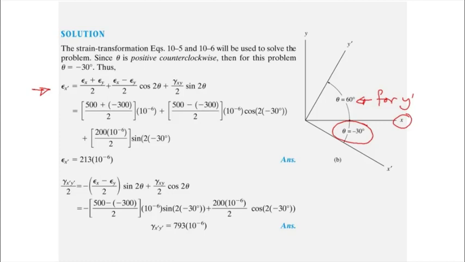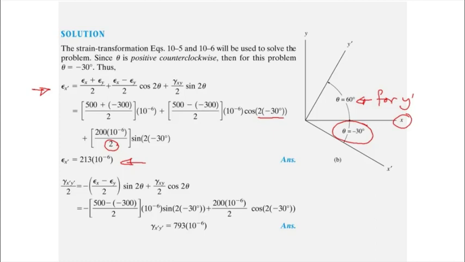Okay, plus strain x minus strain y, so it's 500 minus negative 300 over 2 times cos 2 theta. So theta is minus 30, so the angle is 2 times minus 30. And then plus gamma xy over 2. Gamma xy given in the question is 200 microns, so it's 200 over 2. Don't forget this 2 here. Okay. And sine 2 times the angle, so the angle is still negative 30. And that will give us the normal strain in the x prime direction.